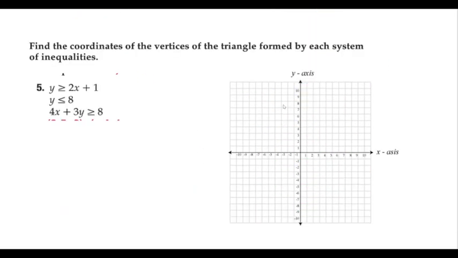Let's do a couple more, and this time I'm going to add a little twist to it. Find the coordinates of the vertex of the triangle formed by each system. So we're going to have to find points of the triangle once we draw this. We'll start off the same way. Let's draw each one. I'm going to do different colors.